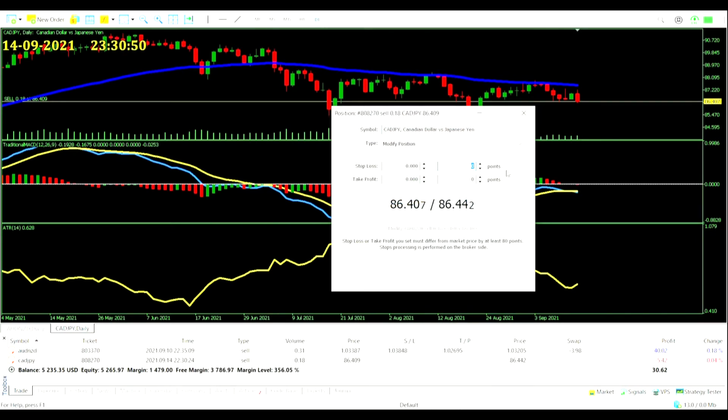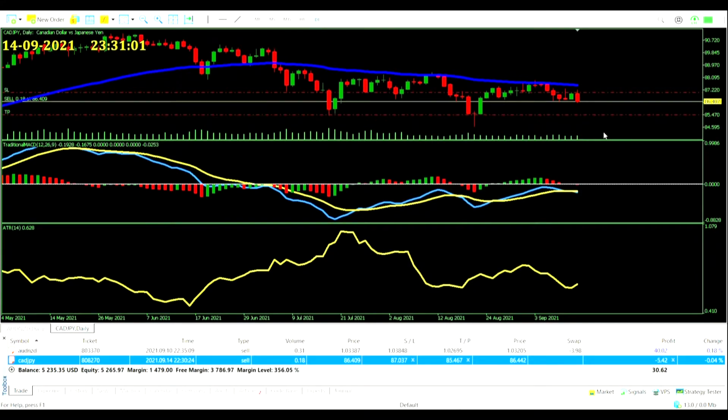That is a stop loss of 1 times ATR, 628 points, and a 1.5 times take profit. That is at 942 points. Modify that. There we go.